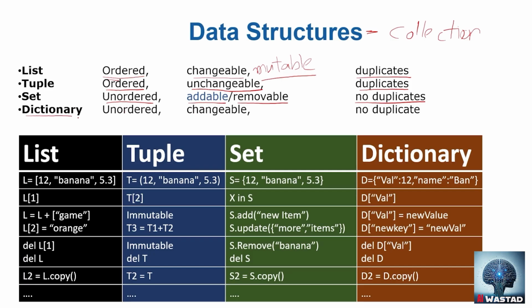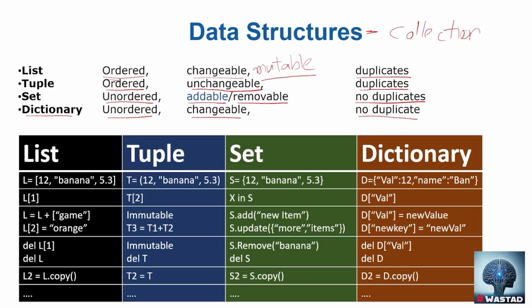Dictionary, a very, very powerful data structure. Again, a dictionary is just like a set. It is unordered. Again, changeable. You can change the items. And it does not have duplicates because it's basically a set. It is just like a set.